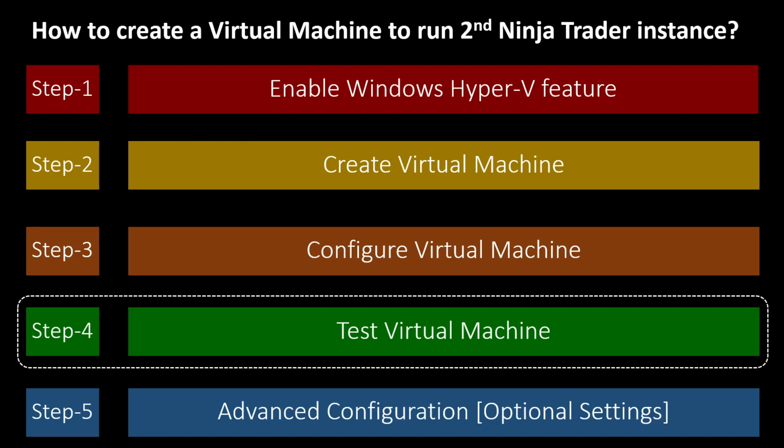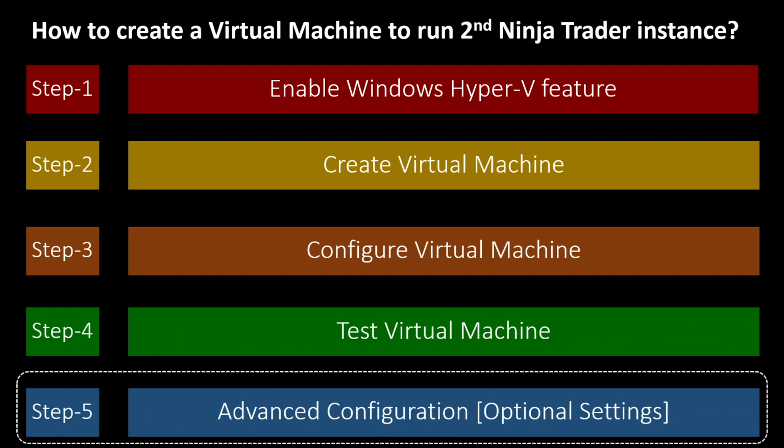So at this point, our main objective of this video has been achieved. But if you want to use the Replicanto trade copier, remote network mode, and want the capability of copying trades from one machine to your virtual machine Ninja Trader instance or vice versa, then you can follow the step 5 mentioned.